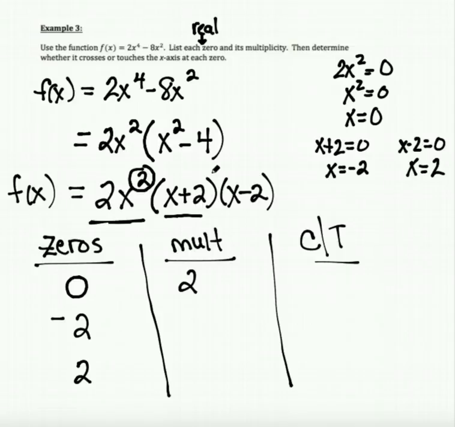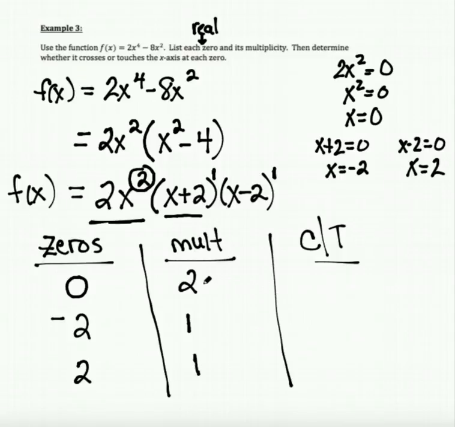X plus 2 is raised to the first power. I know we don't normally write that 1 there, but there is a 1, so the multiplicity is a 1. And same thing for this x minus 2. It's x minus 2. Really, there's a first power there, so its multiplicity is also 1.